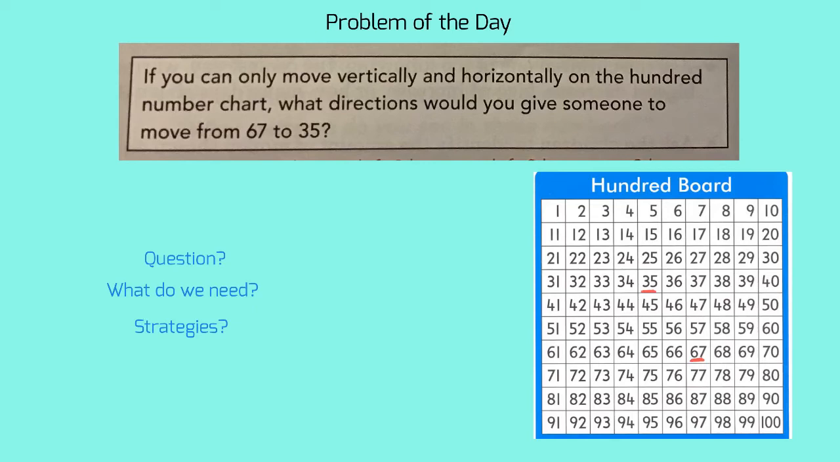All right, so we know that vertical lines go in which direction, everyone? Get ready. Yes, vertical lines go up and down. All right, so we know vertical goes up and down, therefore horizontal lines go in which direction? Get ready. Yes, they go side to side, okay? So we need to give these directions vertically and horizontally. So how would we give directions from 67 to 35?